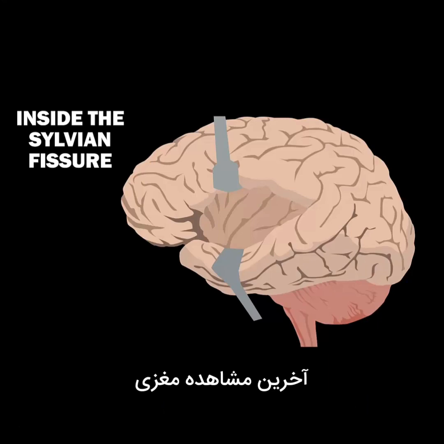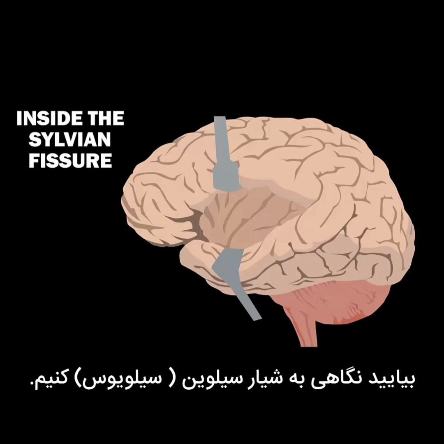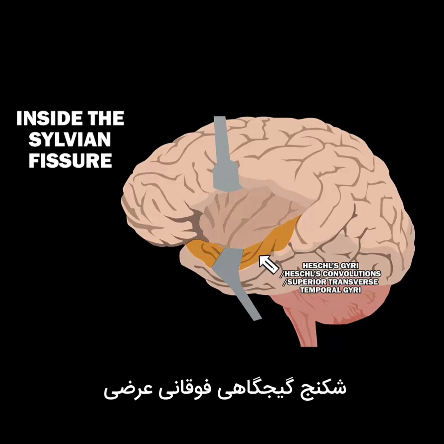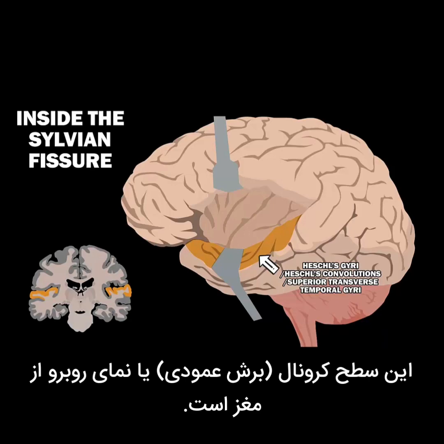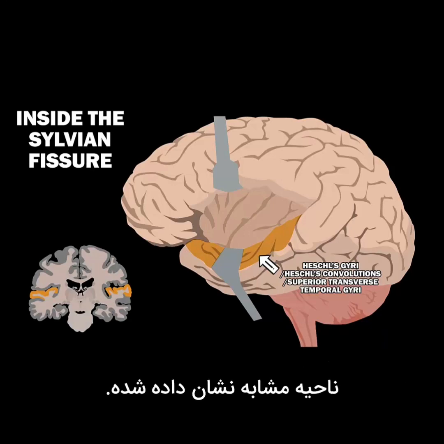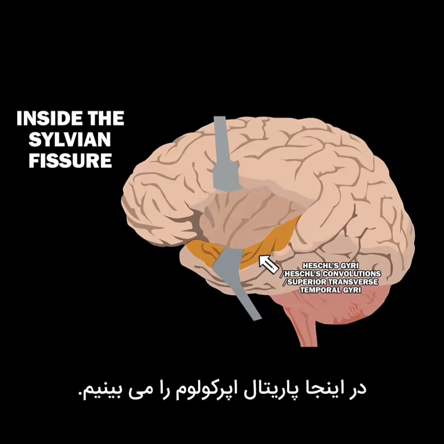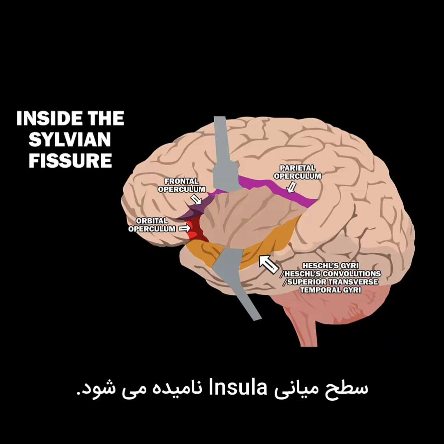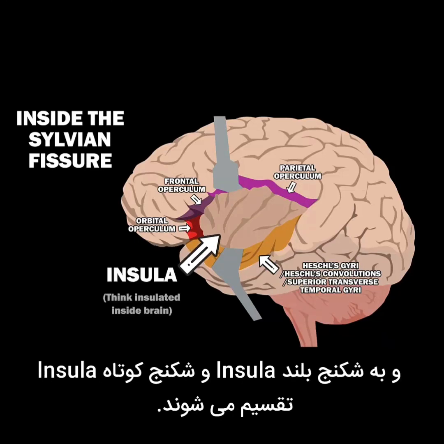Let's look inside the sylvian fissure, otherwise called the lateral fissure. We see Heschl's gyri, or Heschl's convolutions, otherwise called the superior transverse temporal gyri. To better illustrate, here is a coronal cross-section of the brain, highlighting the same area. Now, along the top, we see the parietal operculum, the frontal operculum, and the orbital operculum. The inner surface belongs to a structure called the insula, and there are the long gyri of the insula and the short gyri of the insula.